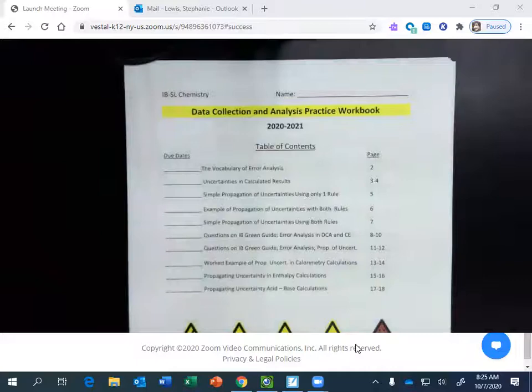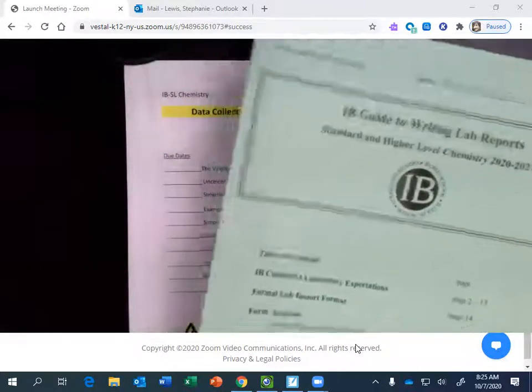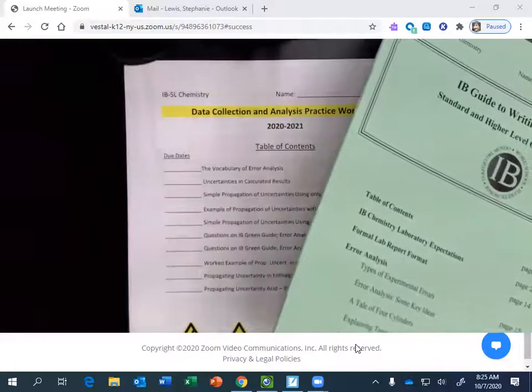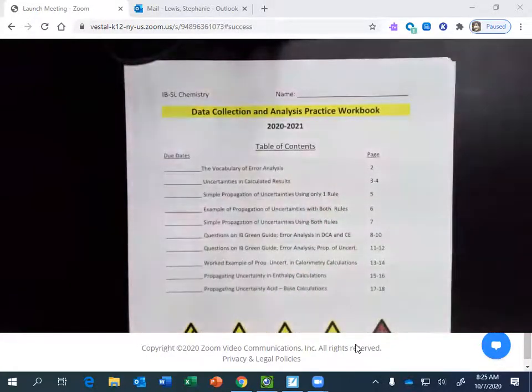Other information for propagation of error can be found in the green guide to writing lab reports. So both of those documents will be useful to you as you begin to learn about propagation of uncertainty and doing the practice problems today.